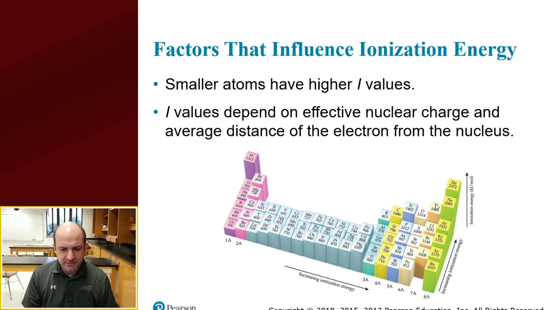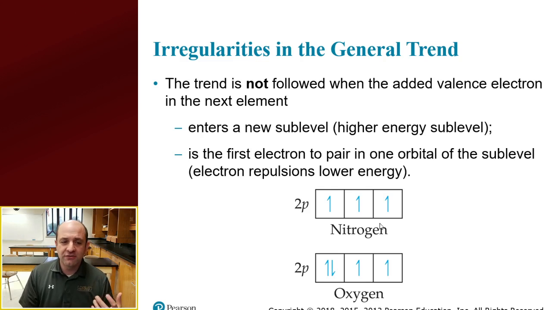Now you do notice there are some exceptions here. There's this exception with nitrogen and phosphorus where it goes up and then drops back down for oxygen and drops back down for sulfur. You can even see it right here. It's higher for zinc and then drops back down for gallium and indium. What's going on there? For these irregularities, I don't like the way they word this, so I'm going to reword it. They say it's not followed when the added valence electron in the next element enters a new level or is the first electron to pair.